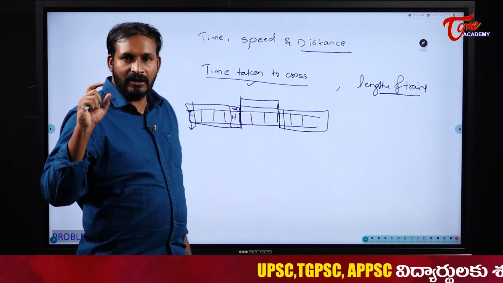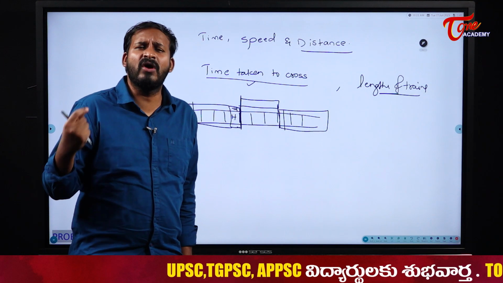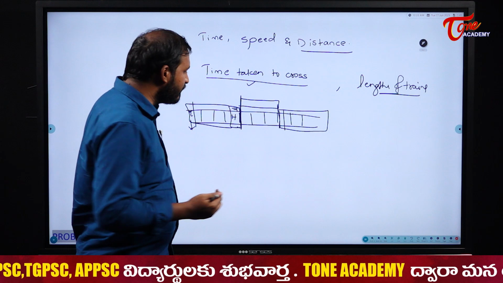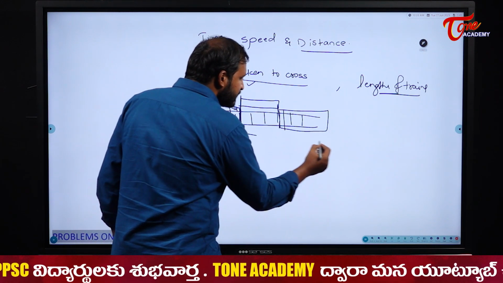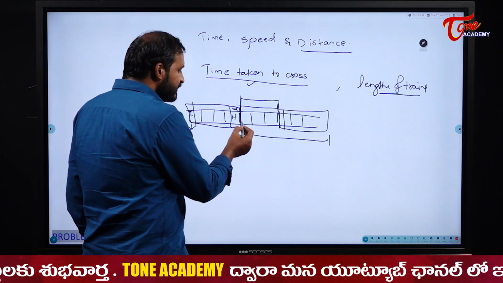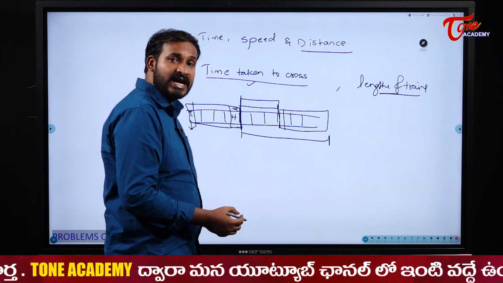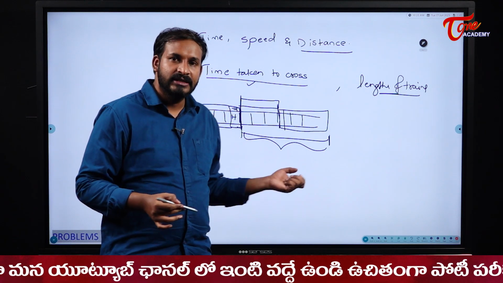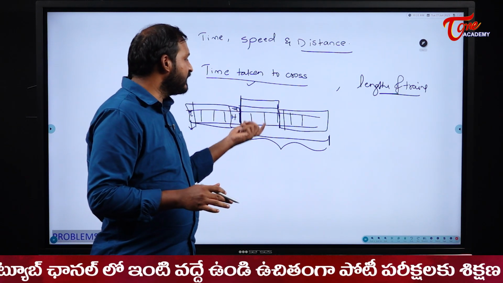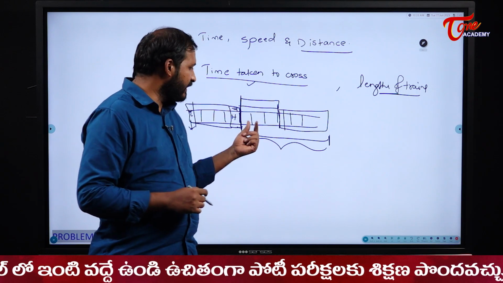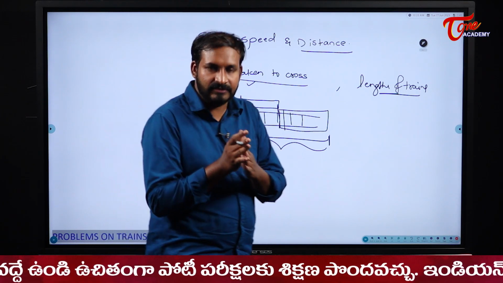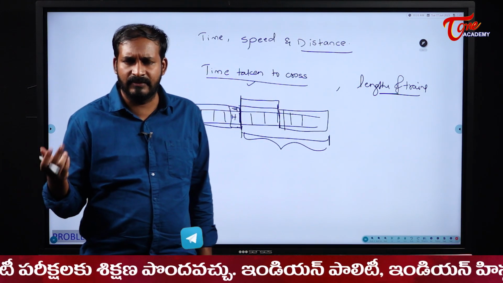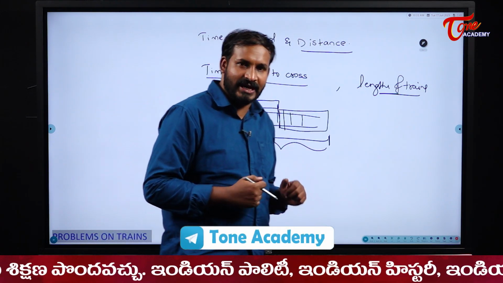Now tell me, during this time, what is the distance covered by my train? Please observe here. This is the distance covered by my train, right? My engine from here, it is coming to this one. So this is the distance covered here. Later we will see in detail, but for the time being, this one is the distance covered. Similarly, time taken to cross a pole or time taken to cross a man, whatever it may be, and the train, all comes under the same category.